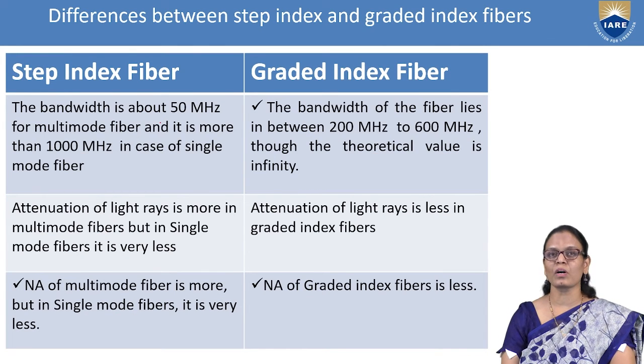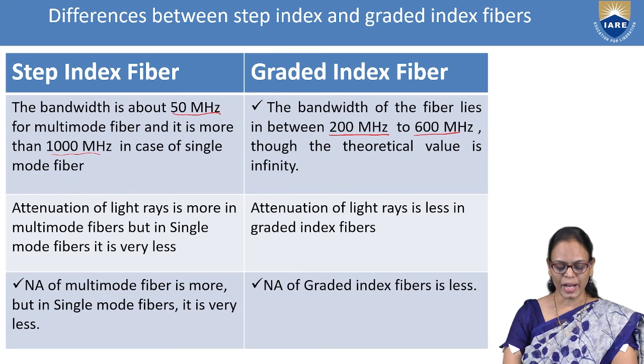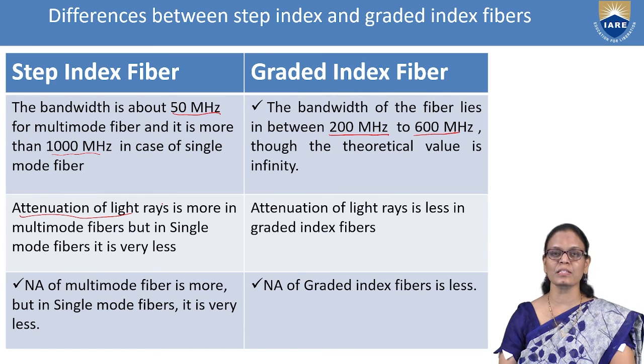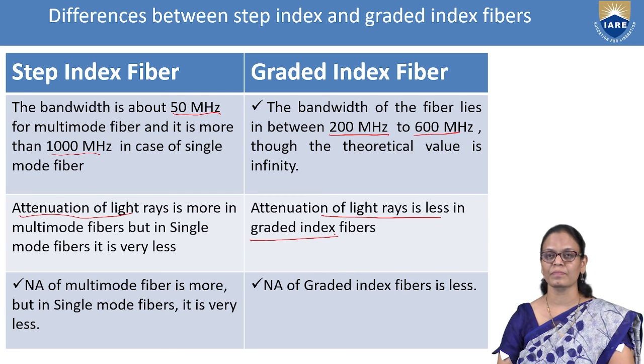Now, the bandwidth of the step index fiber is about 50 megahertz for multimode fiber, and it is more than 1000 megahertz in case of single mode fiber. When it comes to graded index fiber, it is 200 megahertz to 600 megahertz. And the attenuation of light rays is more in multimode fiber. Attenuation here is the loss of the signal, and attenuation of the light rays is less in graded index fiber.